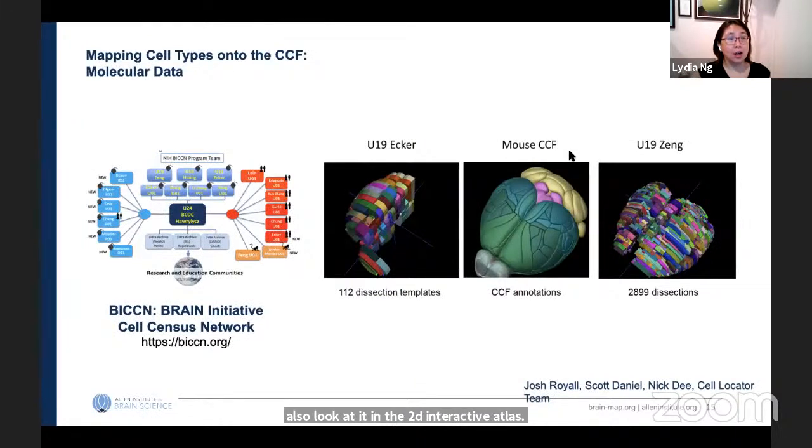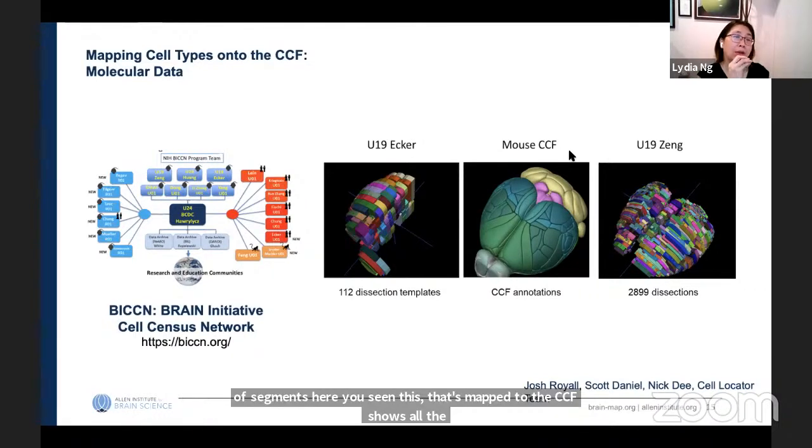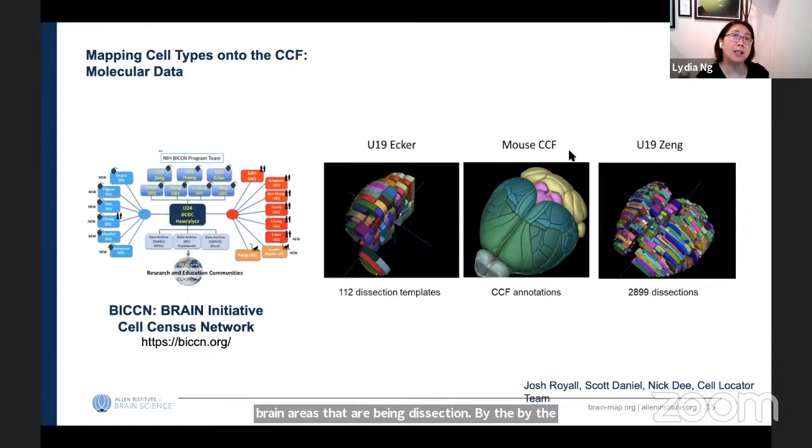All right. Here, as well as integration in this product, we are also using it within the BICCN framework. Here is just a teaser of some of the work we're doing. Here on the right, these segments that are mapped to the CCF show all the brain areas that are being dissected by the ECHA team. They have a U19 in the BICCN, and from those dissections, they generate lots of transcriptomic and epigenomic data.